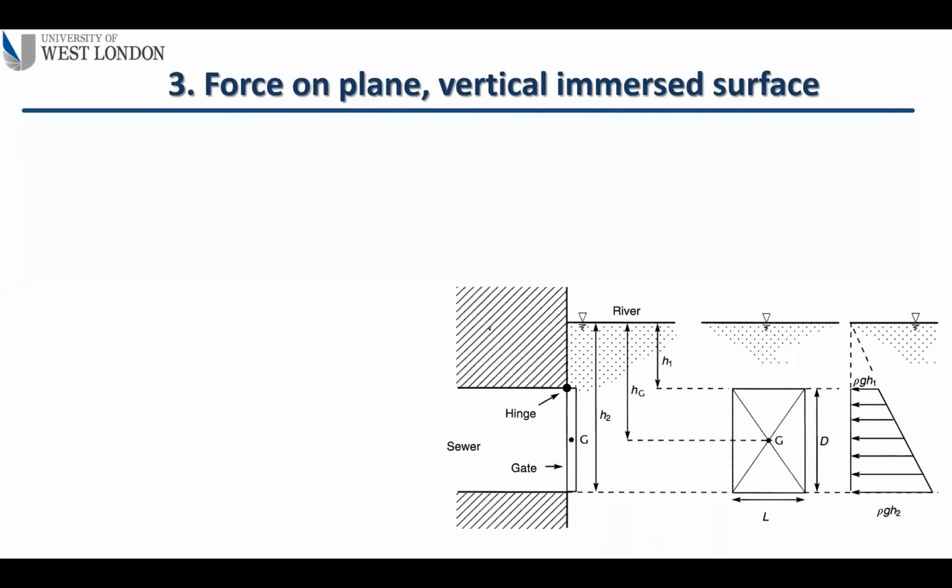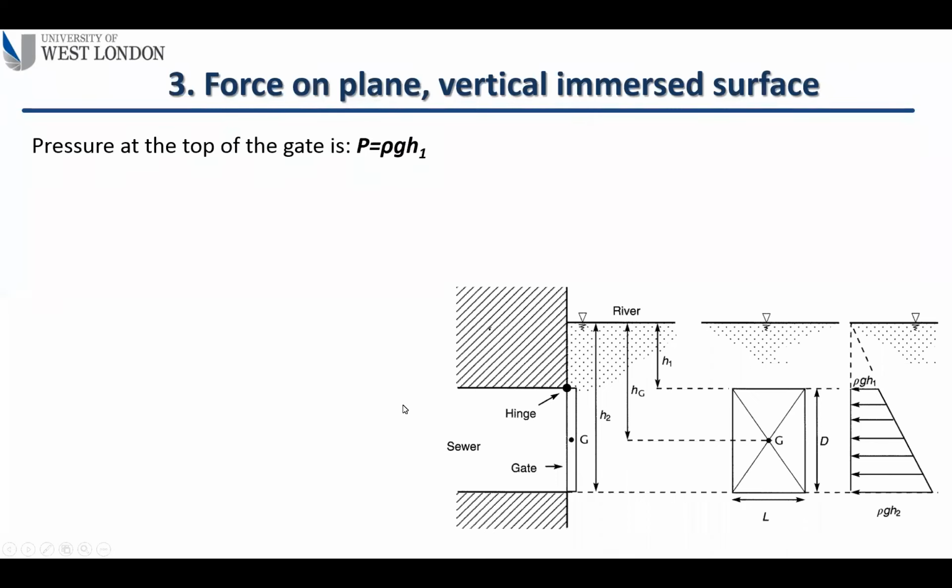Let's just analyze the pressure from the outside, from the river side. We learned that the pressure changes linearly, with a specific amount here depending on the depth of the water, and at the bottom we have another pressure. Imagine the gate is rectangular, so the depth is D and the width is L. G is the center, in the middle of the depth of the gate. So imagine we have a situation like this.